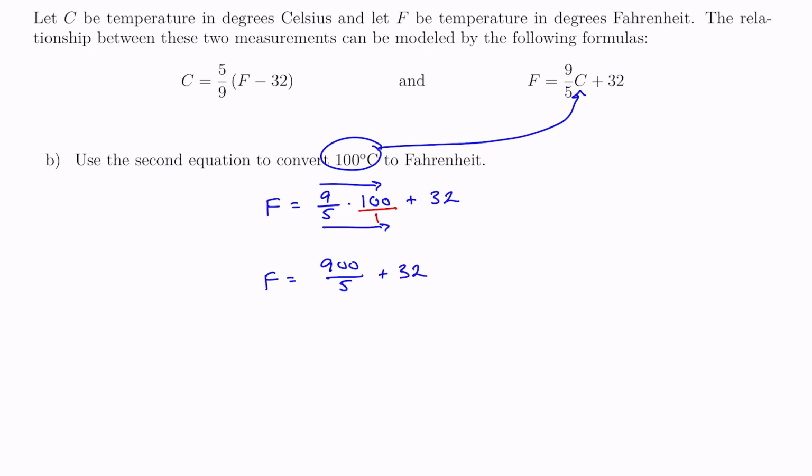At this point, there would be two options. One, we could try to convert 32 into a fraction over 5, so we'd have a common denominator. Or we could take the fact that 5 divides into 900 evenly. And so F equals 900 over 5 plus 32 is equivalent to F equals 180 plus 32. And as a final step, we need to add 180 plus 32, and 180 plus 32 is 212. So this tells us that 100 degrees Celsius is equivalent to 212 degrees Fahrenheit.